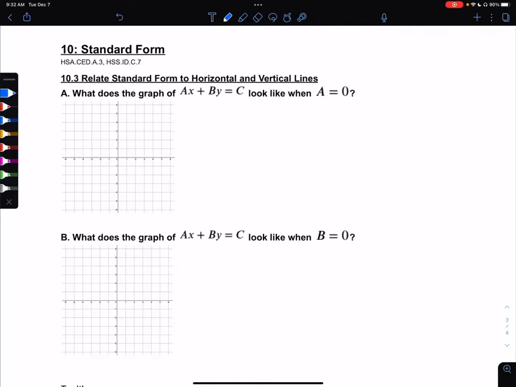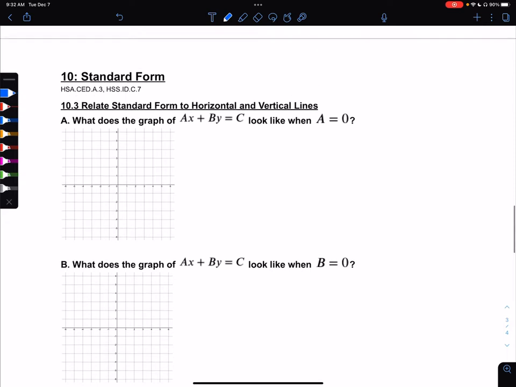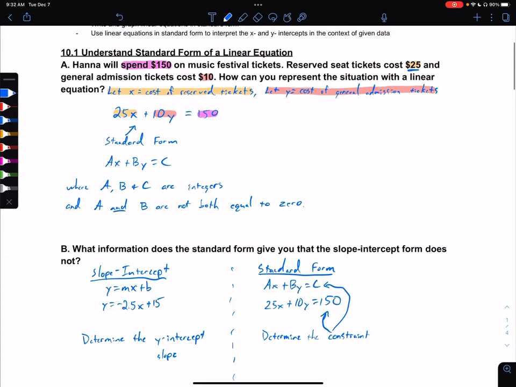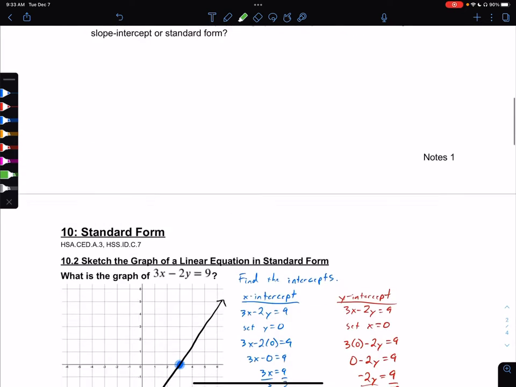In this video, we're going to look at topic 10, example 3, relate standard form to horizontal and vertical lines. Part A, what does the graph of ax plus by equals c look like when a equals 0? So really quickly, I want to go back to example 1, and we talked about this part right here. A and b are not both equal to 0, so one of them can be 0, but not both of them. And we're going to get into a little more detail on that now.